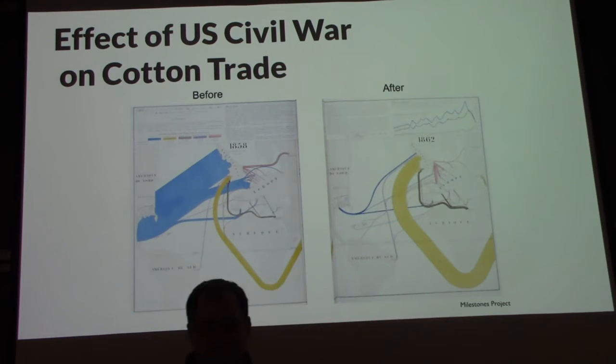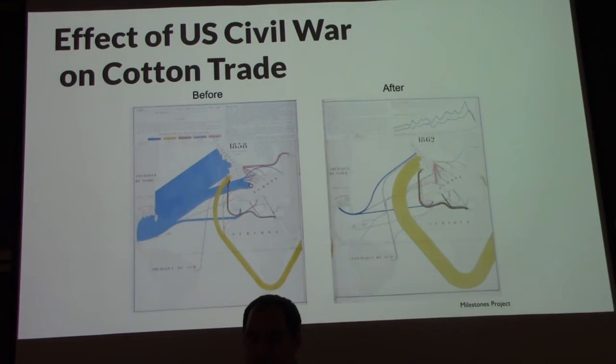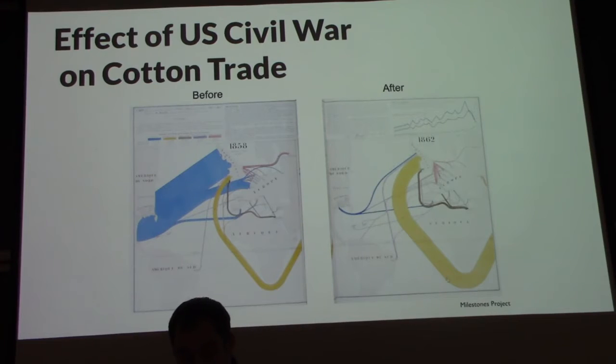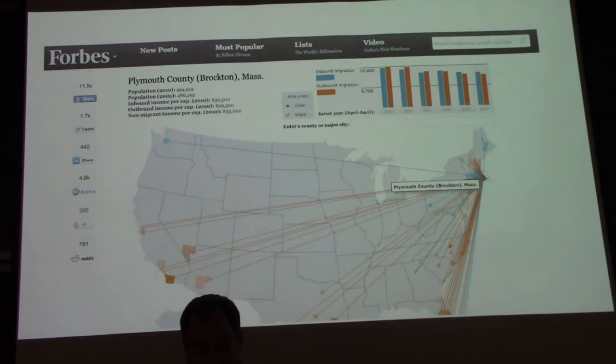Here is a visualization for the effect of the US Civil War on the cotton trade. So you have the trade before from England to the United States, and you can see that there is a very, very dominant pattern of cotton trade between the US and Great Britain and other parts of Europe. But after the Civil War, you can see that the trade to the United States essentially died down, and instead the trade to Asia intensified significantly.